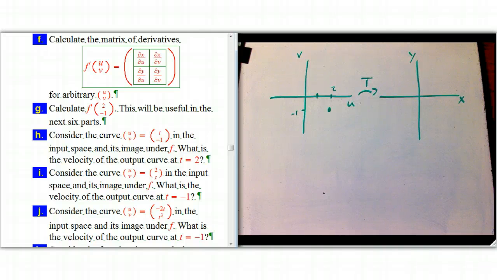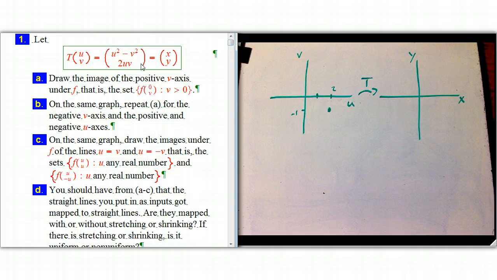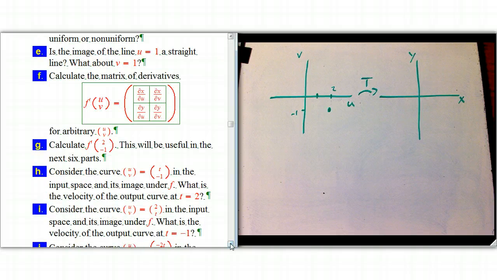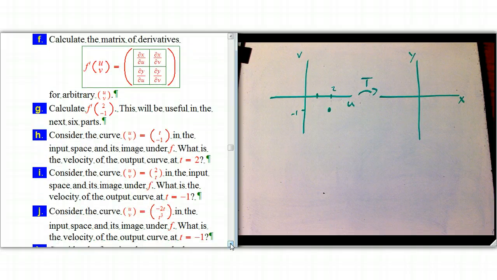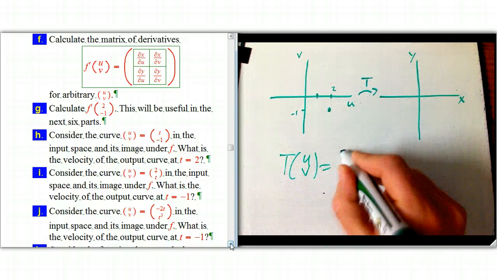Continuing this extended problem about the mapping, which we discovered was secretly the squaring mapping in complex numbers, but we're not going to use that further, I don't think. U squared minus v squared and 2uv are the equations for the mapping. What about the matrix of derivatives? What does that tell us? So let's write down these equations.